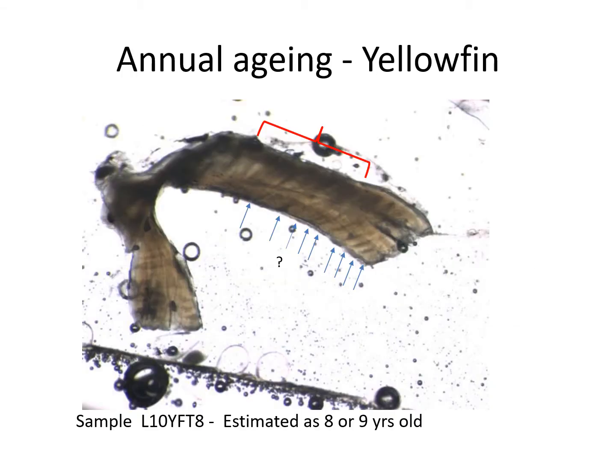So here we have an example of a yellowfin otolith prepared for annual aging, and we can quite clearly see the alternating opaque and translucent zones. As with other tuna species, we have studied the interpretation of the first three annuli, highlighted here by this red bracket. It is often difficult to interpret, but after this area the increment pattern becomes much clearer.